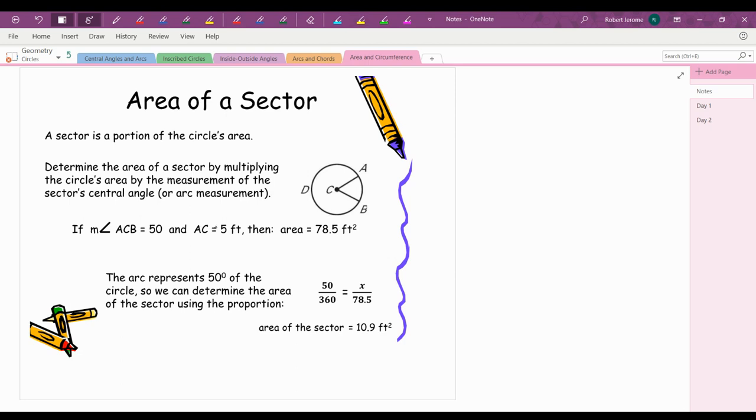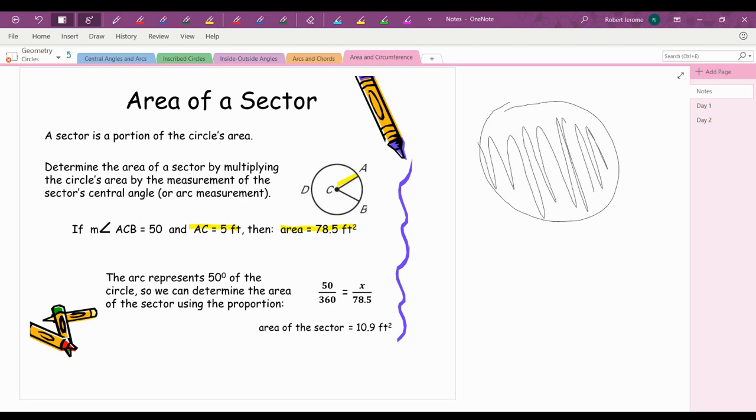Yesterday, we took our radius again, and we found the area. So the area of the whole circle. So again, if I have a circle and I shade all of it, in this case, that would be 78.5 square feet. But our question asks us to find the area of that pizza slice. So I don't want the whole pizza. I just want that part of it.